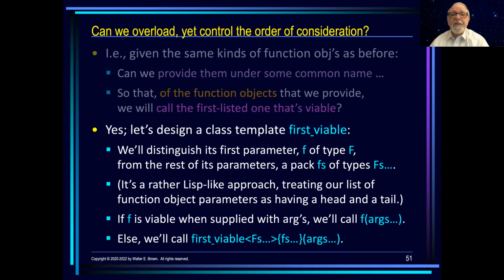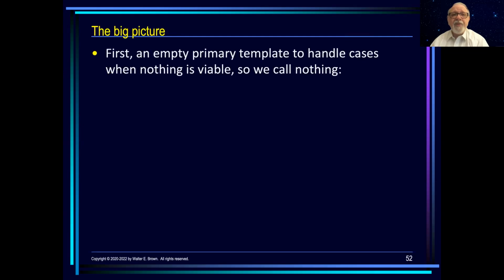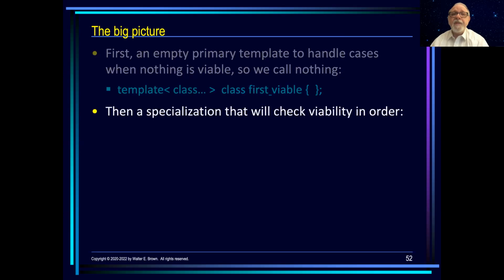Okay? So let me show you a little bit of code. We're going to start with an empty primary template, because there might be cases when nothing is viable. So there's nothing to call. Then we'll provide a specialization that'll do all the hard part. It's going to check all the viability in order. It's going to span 2 pages. Here's the start.